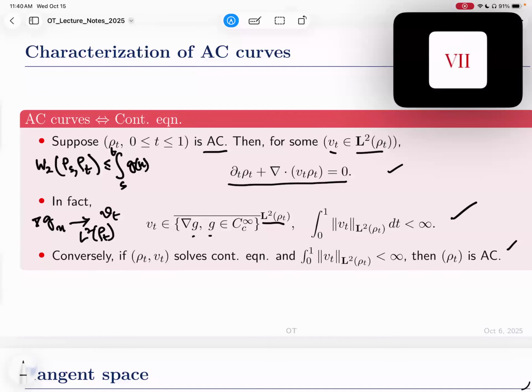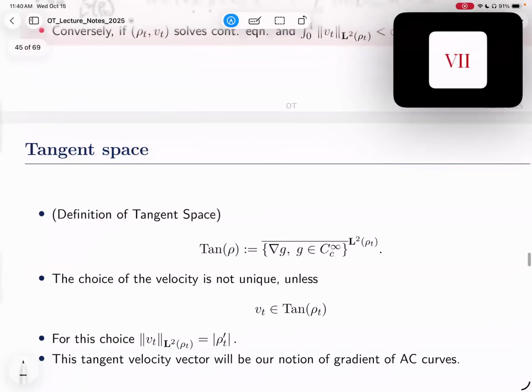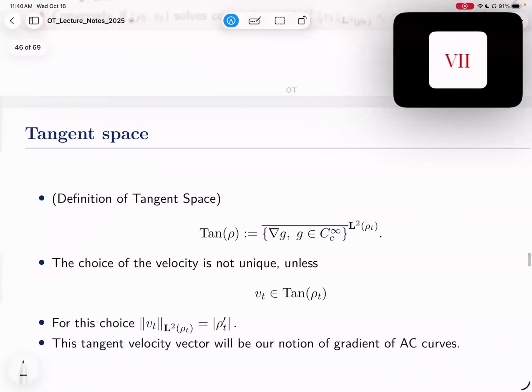Any other questions? Okay, so this particular form of the velocity field, which is of the gradient type, is of utmost importance here. And this is what I'm going to call a tangent space. So if I'm given some rho, my rho is a probability measure in P2 of Rd, so it's in Wasserstein space. I'm going to define a tangent space. So what is my tangent space? It is some subspace in L2 of rho.